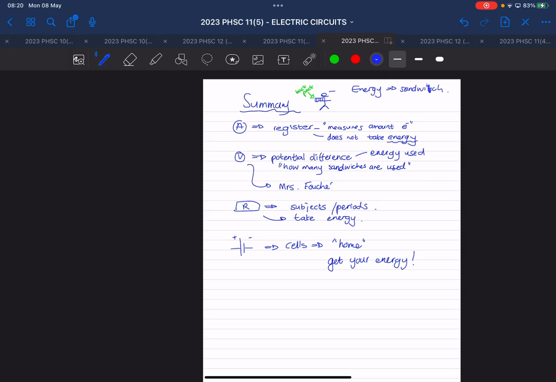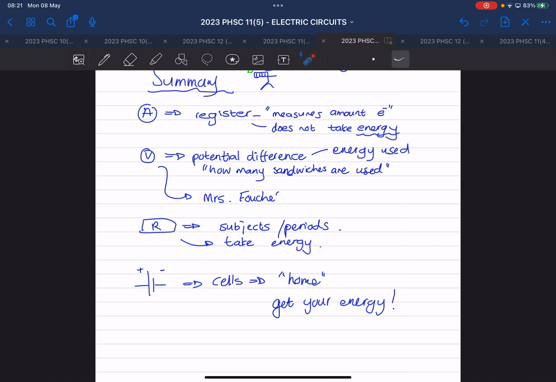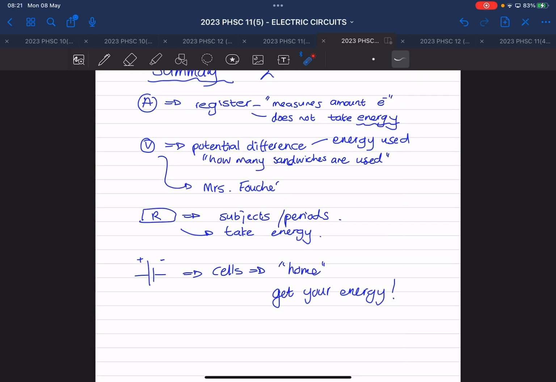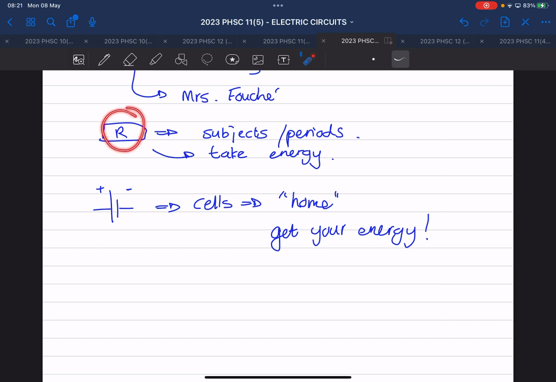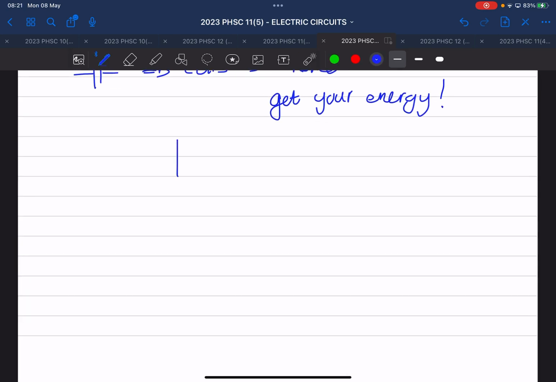All right. So we spoke about the ammeter being a resistor that measures how many charges pass there per second. We spoke about the volts, that is, it measures the potential difference. It measures where energy is used or energy is given. So that is Miss Phsc, she checks your energy levels. Then we spoke about your resistors, that is your subjects or your period that takes energy. Then I wanted to draw a small circuit just to recap how this works again.